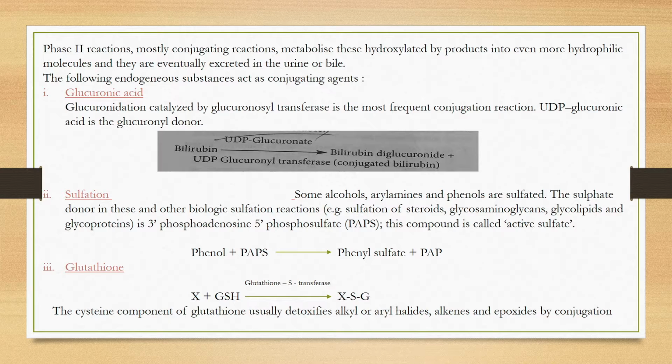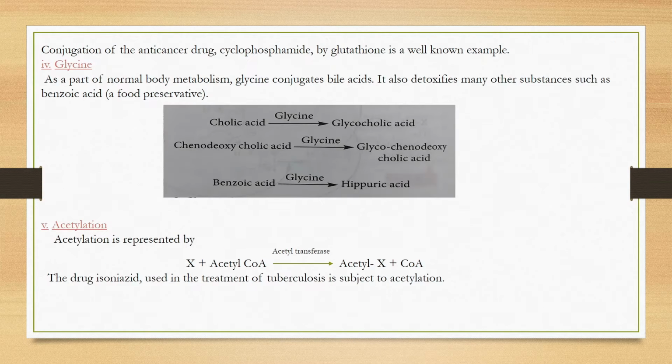Glutathione is commonly abbreviated as GSH, because the sulfhydryl group comes from the cysteine, the amino acid present in glutathione, which actually takes part in this reaction. So the cysteine component of glutathione usually detoxifies alkyl or aryl halides, alkanes, and epoxides by conjugation. Conjugation of the anti-cancer drug cyclophosphamide by glutathione is also a well-known example.